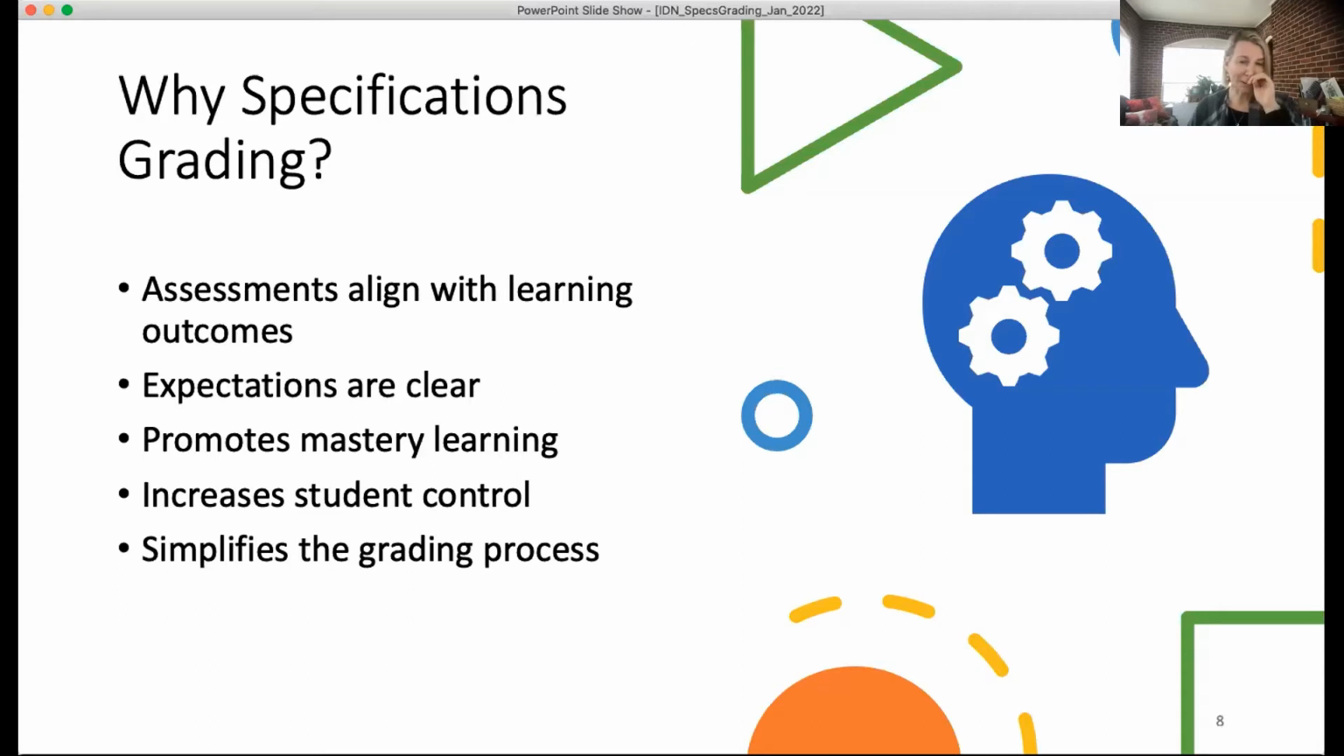And for an instructor, it should simplify the grading process because you've told the students exactly what you're looking for, you know exactly what you're looking for, and you can make that assessment of they did it or they didn't do it. Now, it gets more complicated than that. There's a path that we follow, like what happens if they don't do it, and I will be getting to that along the way.